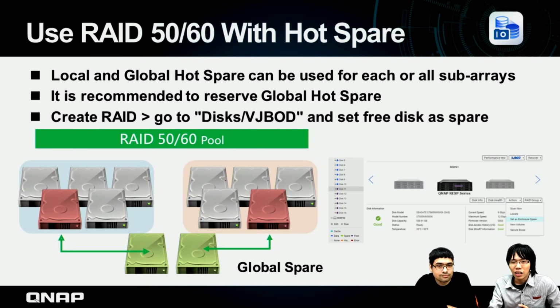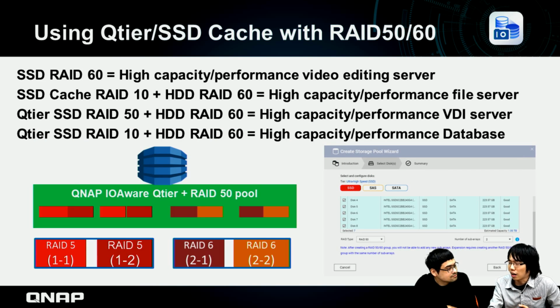And finally, let's see some use cases, because some users, having seen the previous slide, may ask, what is the point of having a hot spare for RAID 15 and 16? The reason is that we can also use Qtier or SSD cache with RAID 15 and 16. Here is some examples. For general usage, we can have SSD cache with HDD RAID 16, as I mentioned, to have higher capacity and performance without the random read and write penalty on the HDD RAID.